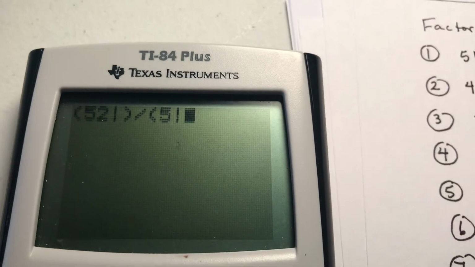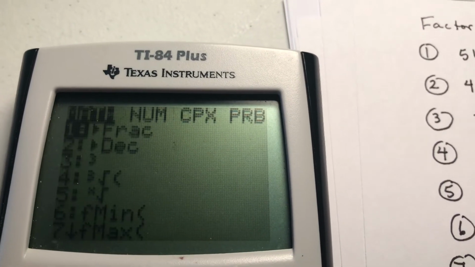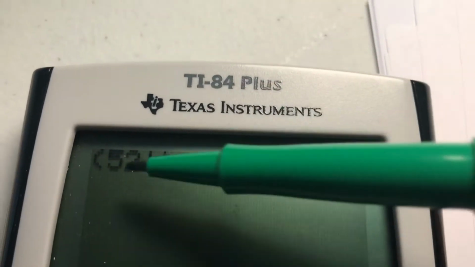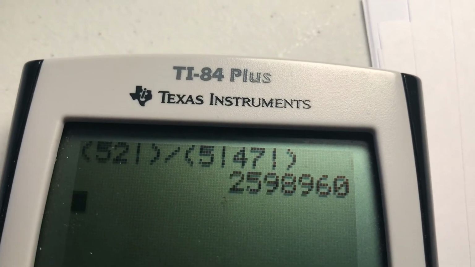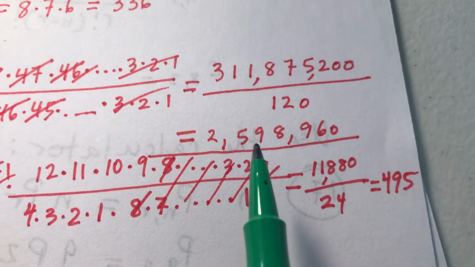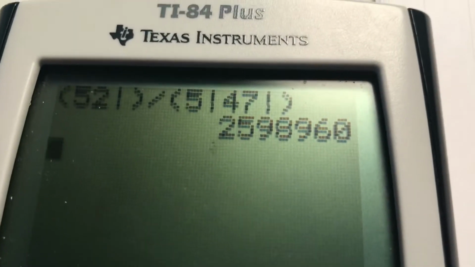And then I'm going to put the 47, and it knows to multiply when they're sitting next to each other, math. Parentheses. So these parentheses are really important. And when I do that, poof, look what I got. Is that what I got before? It was, look, 2,598,960. That's what I got when I did it.